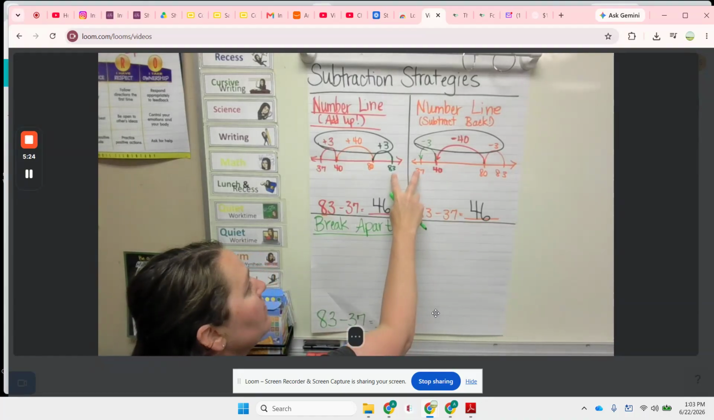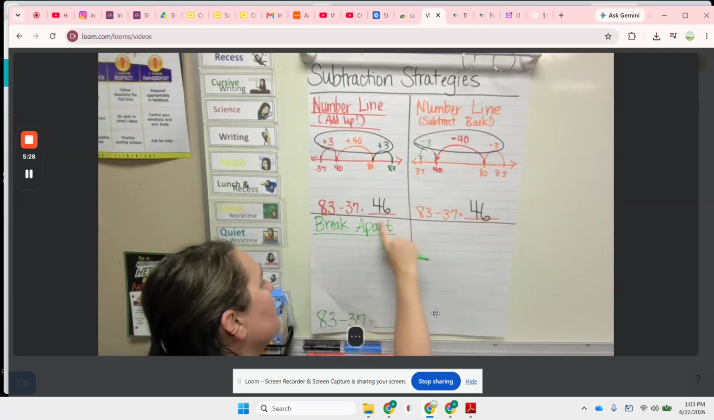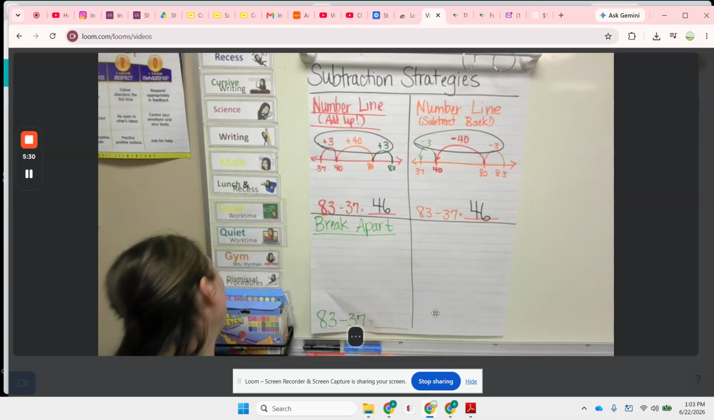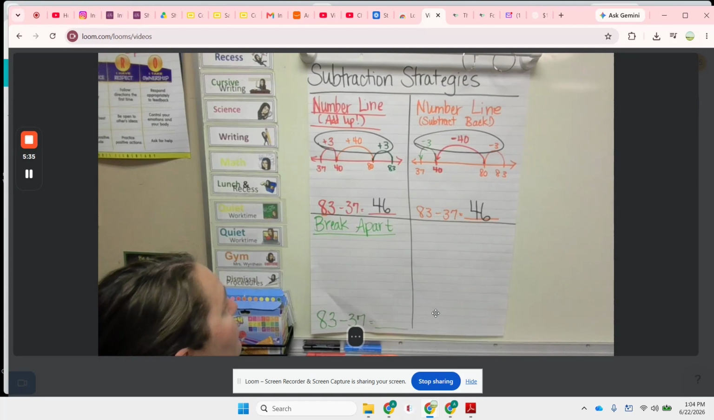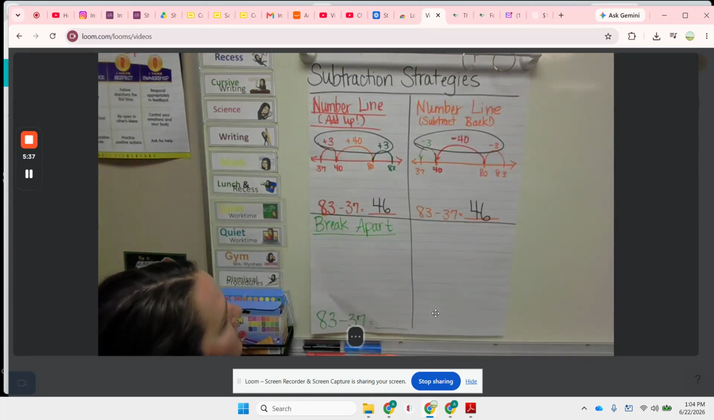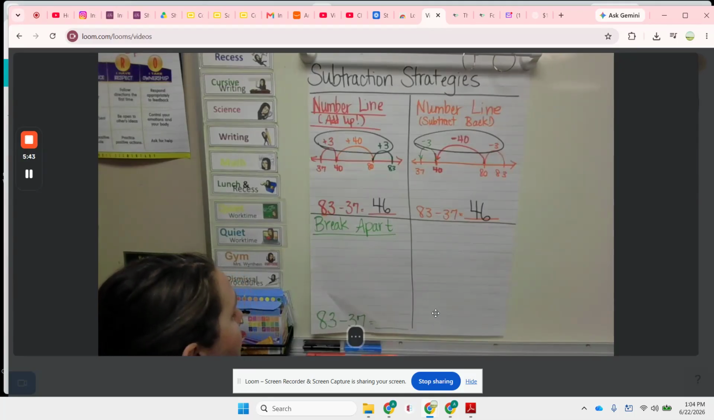So this is probably our first 2 to 3 days. That's all I allow them to do. Then I add in the break apart. And quite often, whatever we do for one practice problem, they are not allowed to use that strategy for the next one. But for their daily assignments, then they can use whichever strategy makes the most sense to them.